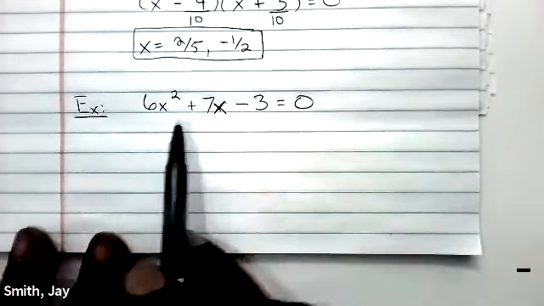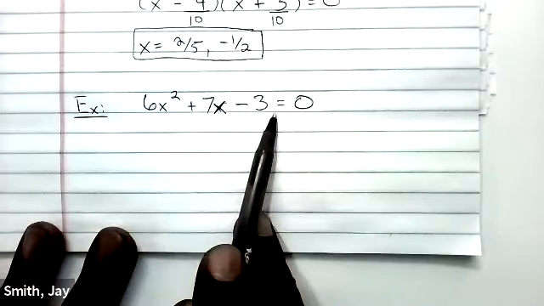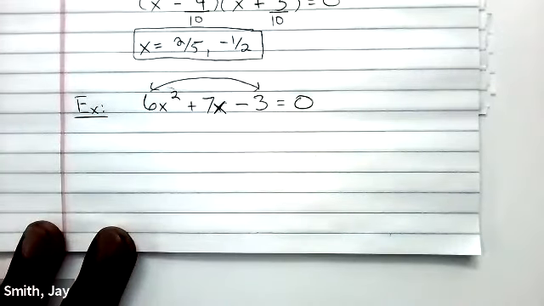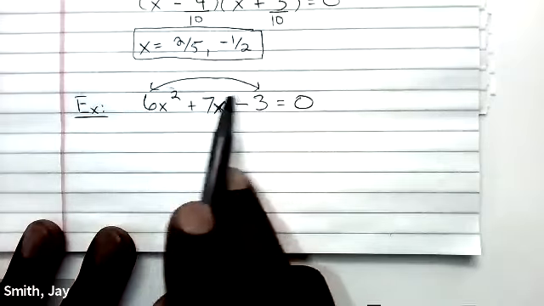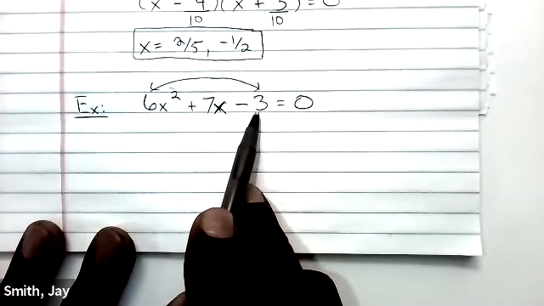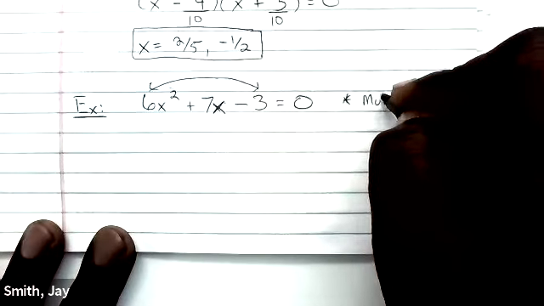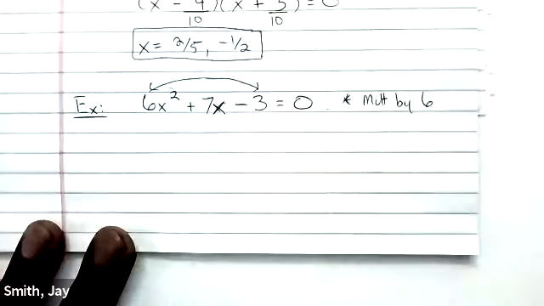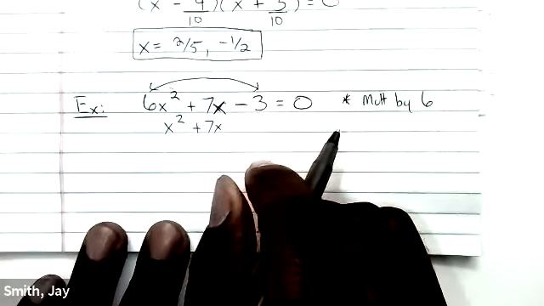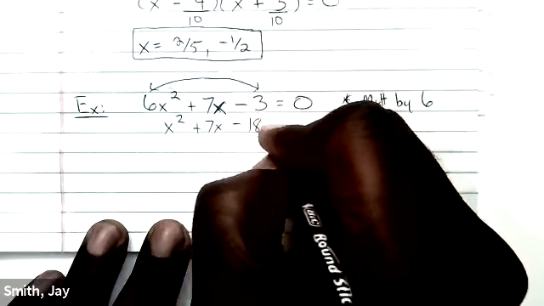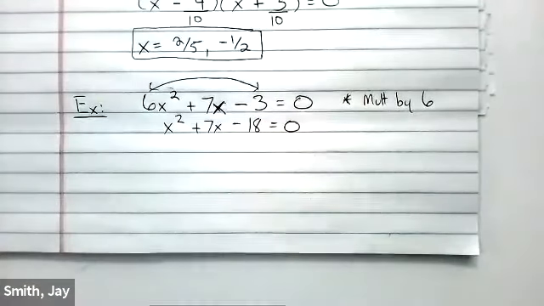The way I want you to think of it, we have a quadratic with a leading coefficient other than 1. First thing I want to do, multiply my A and my C. And we're going to rewrite it. So we have 6 times 3. We're going to make that last, my constant term, 18. Remember the first thing we did here was multiply by 6. So now this becomes x squared plus 7x minus 18 is equal to 0.